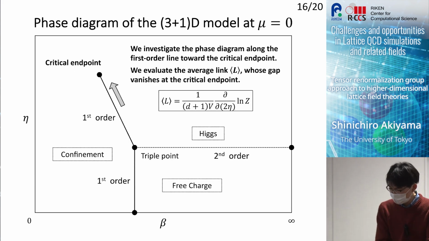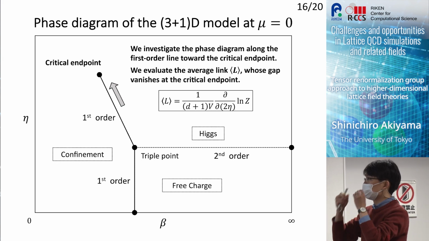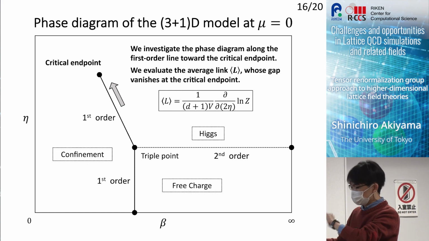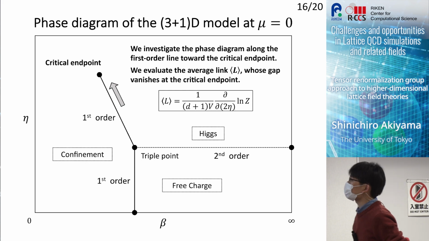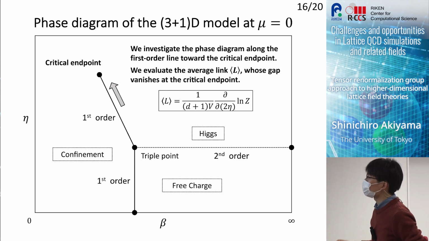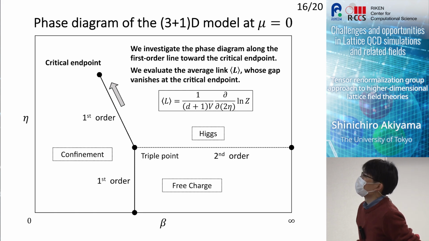Okay. Then here is a schematic picture of this Z2 gauge Higgs model in four dimensions. The x-axis shows the inverse gauge coupling, and the y-axis shows the spin-spin coupling. In this work, we would like to focus on the first order phase transition between the confinement phase and the Higgs phase by calculating the so-called average link, which is defined by this. And we'd like to investigate this quantity along this line.